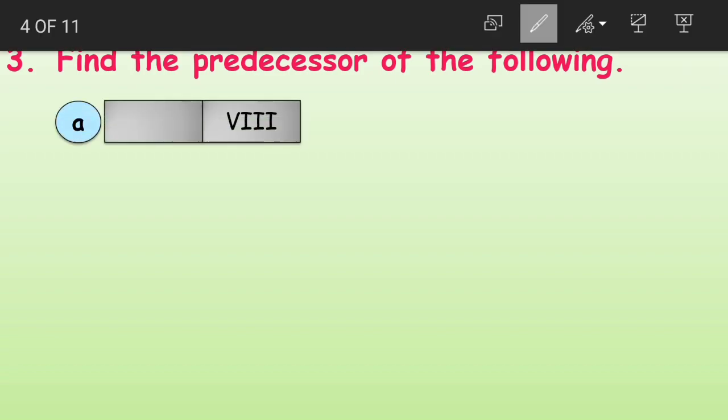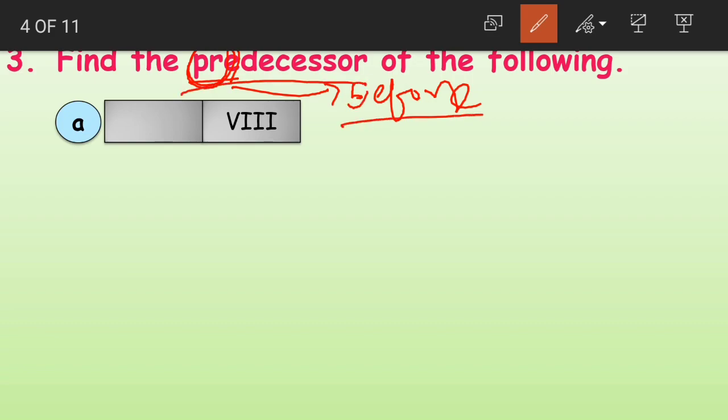Find the predecessor of the following. Now what is predecessor? The word pre means before. What does the word pre mean, children? Pre means before. So predecessor is a number which comes before a given number. What is the predecessor, children? It comes before a given number. Now how do we find out a number which comes before a given number?